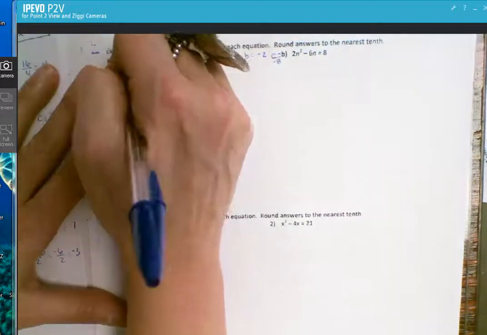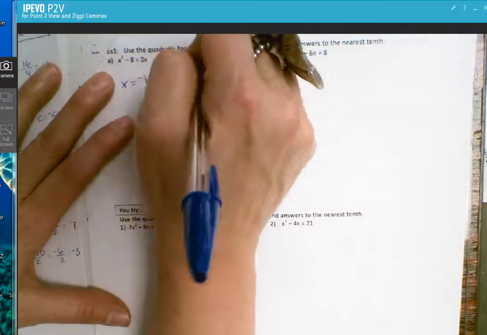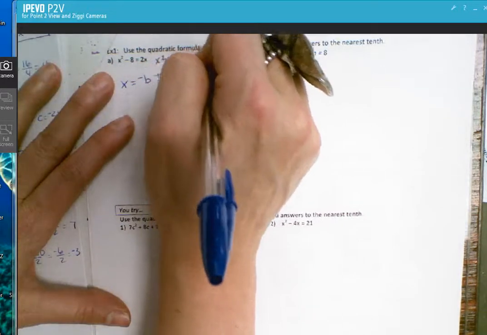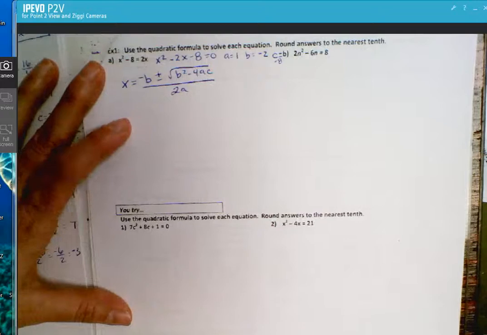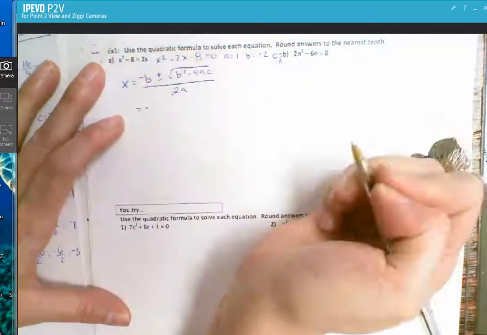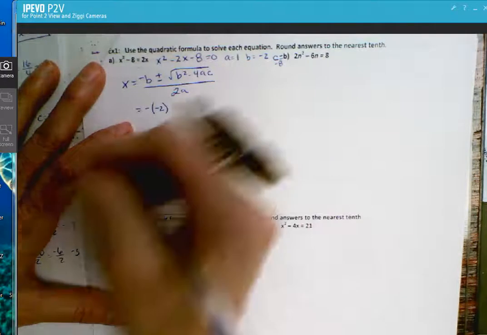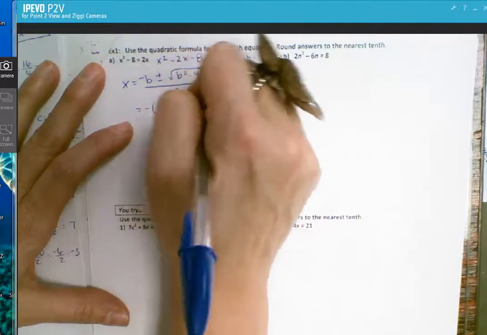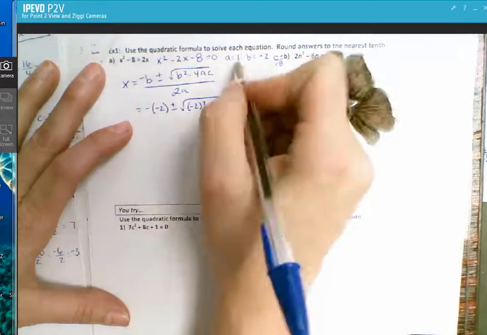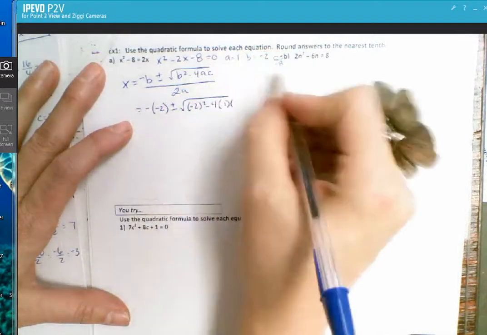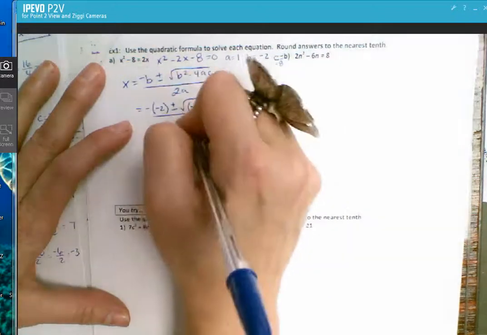And then I just substitute it in. X is equal to negative b plus or minus the square root of b squared minus 4ac all over 2a. Negative b is a negative 2. See how I substitute in with parentheses? Plus or minus the square root of negative 2 squared minus 4 times a is 1, times c, which is negative 8, all over 2 times 1.